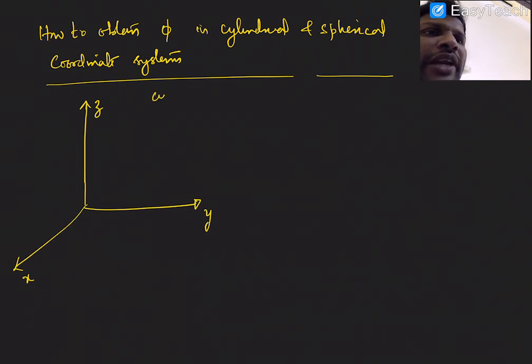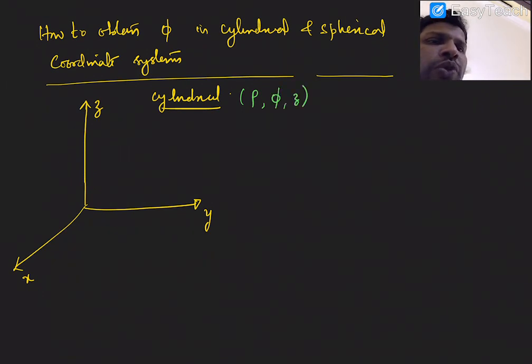So in cylindrical coordinates, what will be the value of rho? You know that in cylindrical coordinates we represent the coordinates using rho, phi, and z. Let us consider a point. Let's say this point has x equal to 1, y equal to 1, and z equal to 0. That means it is in the xy plane.